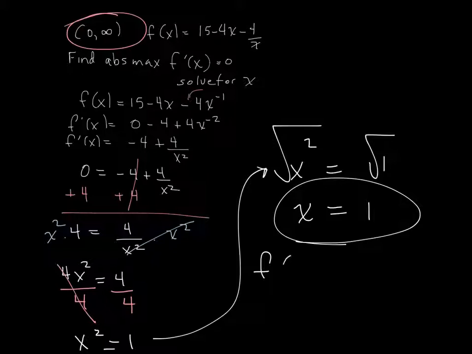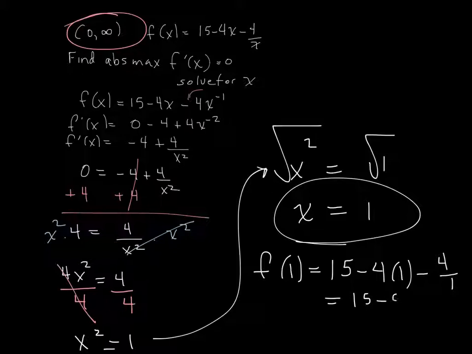which is, if I plug in 1, 15 minus, that would be my dog barking, minus 4 over 1. And if you subtract this, you should get 15 minus 8, which equals 7. So the absolute max is 7 at x equals 1.